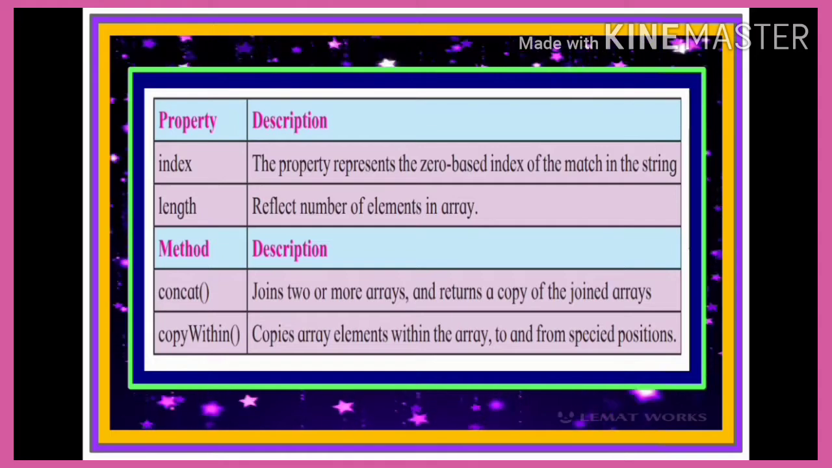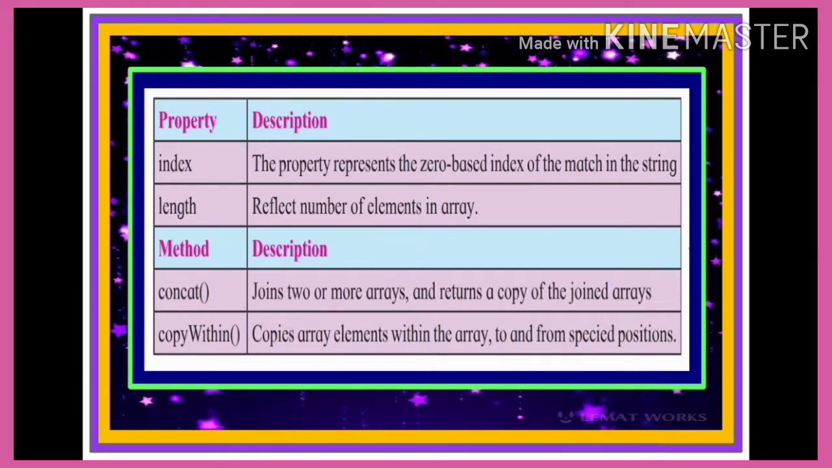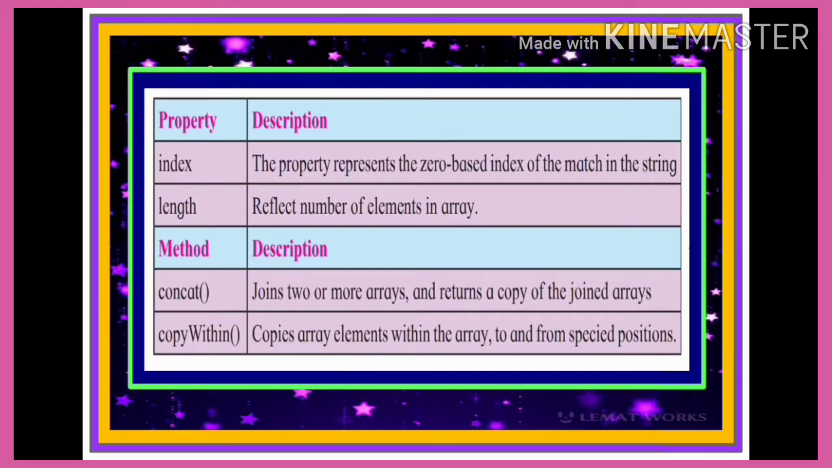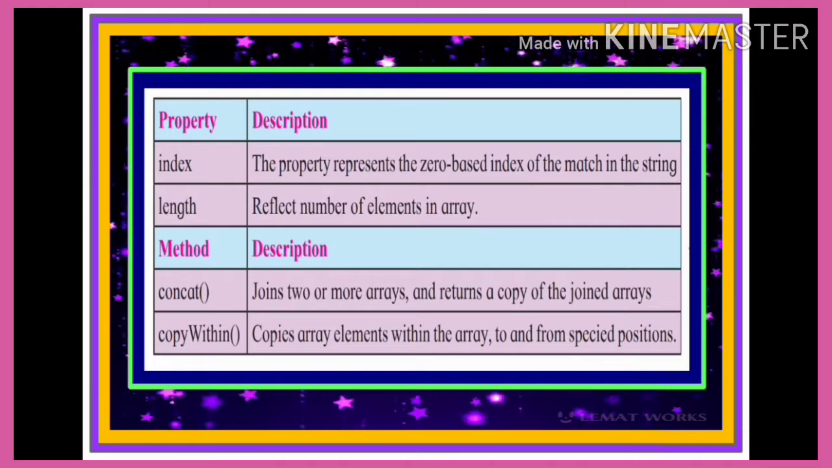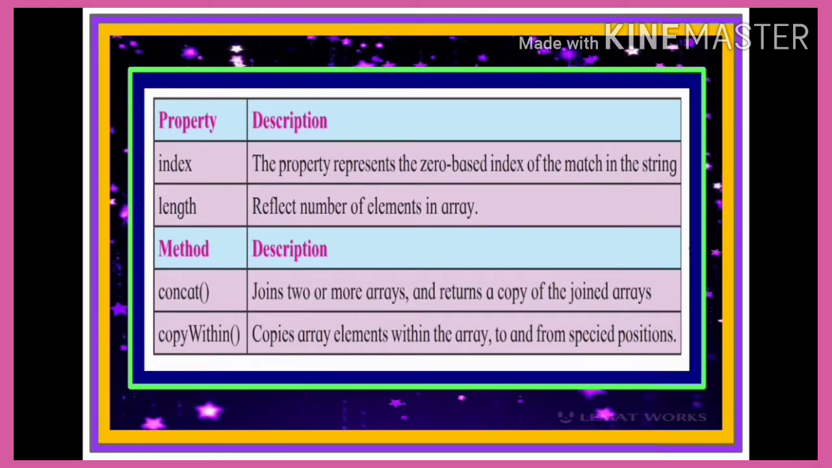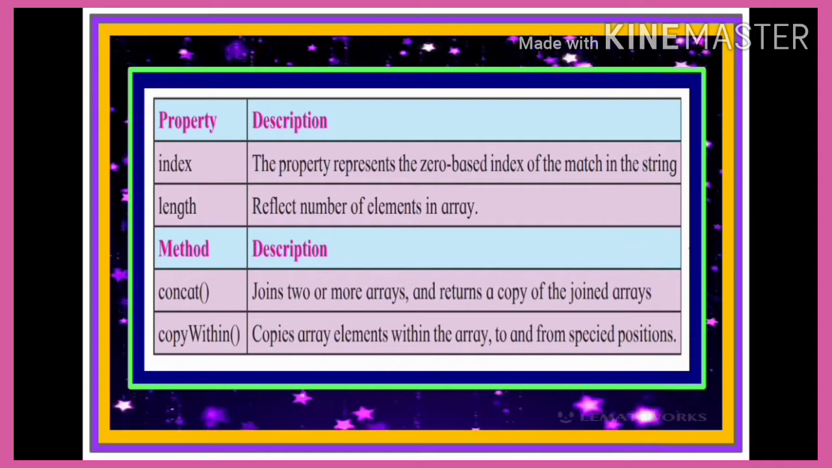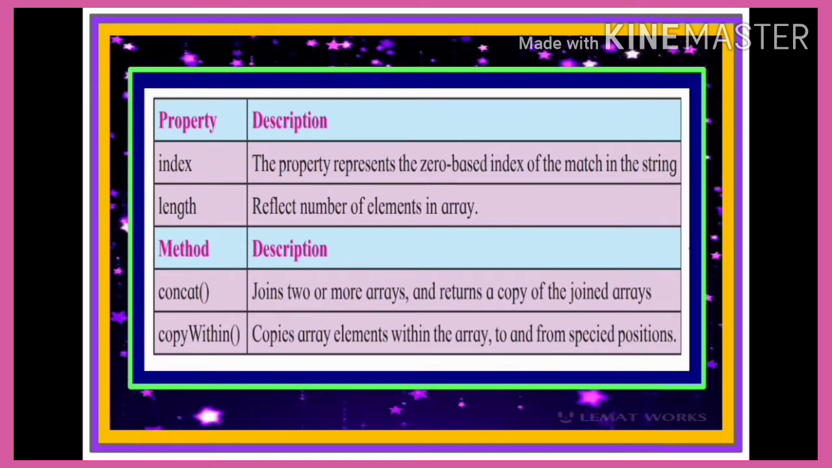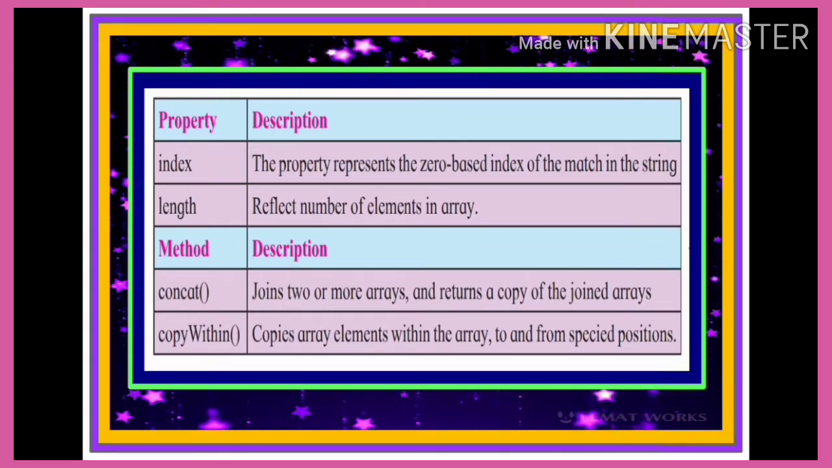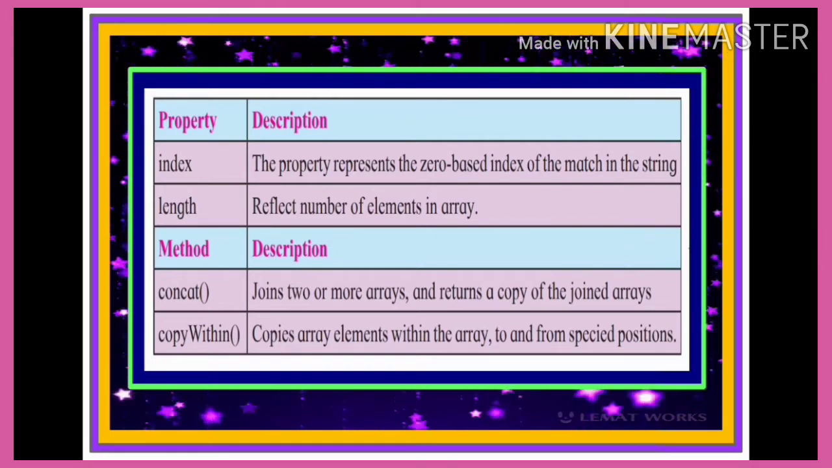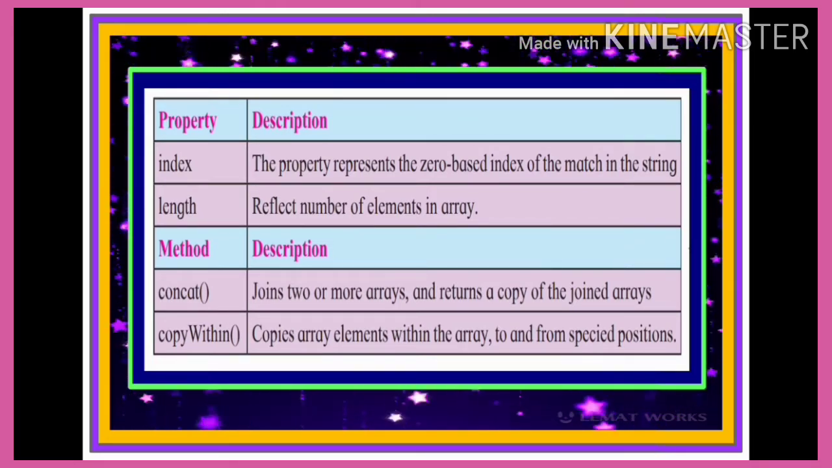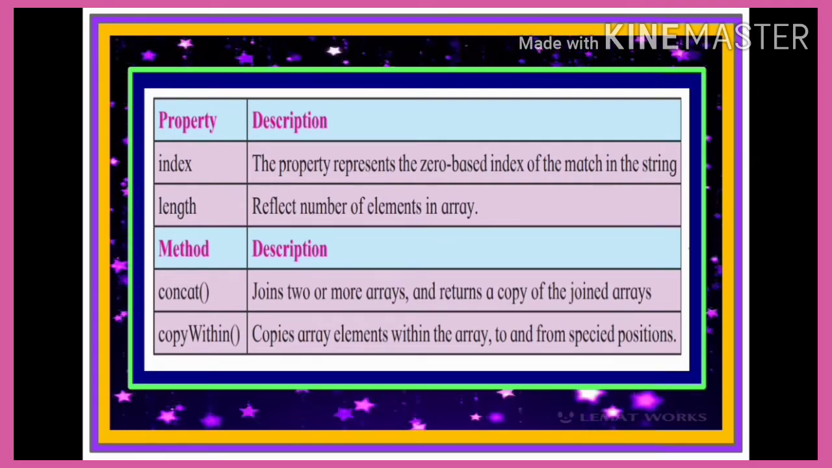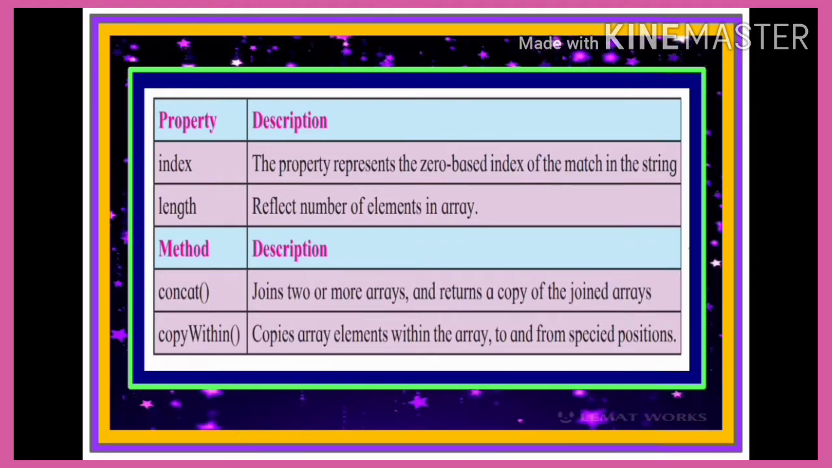Let's see the properties and methods of the array object. First is the index property. Index property represents the 0 based index of the match in the string. Next is length. Length property reflects the number of elements in the array. Now methods. First method is concat. Concat method joins 2 or more arrays and returns a copy of the joined array. Next method is copyWithin, where W is capital. It copies array elements within the array to and from specified positions.